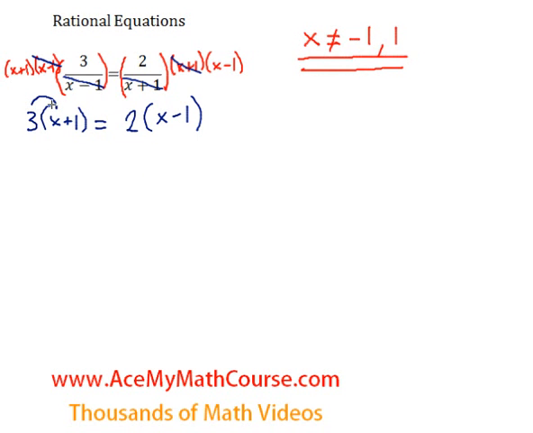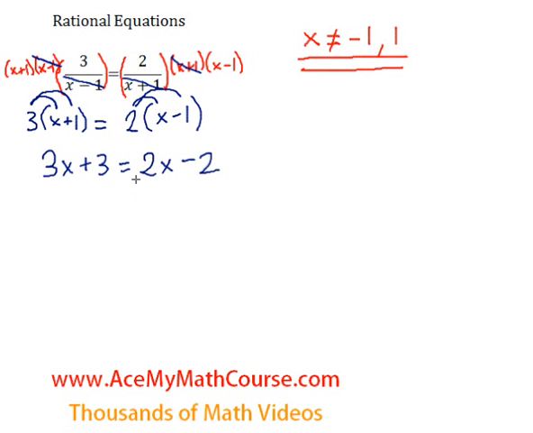Now let me just expand the 3 into x plus 1. So 3 times x, 3x, 3 times 1, 3. Then I can do the same with the 2. 2 times x, 2x, 2 times minus 1, minus 2. Fantastic. Of course, we want to isolate x.